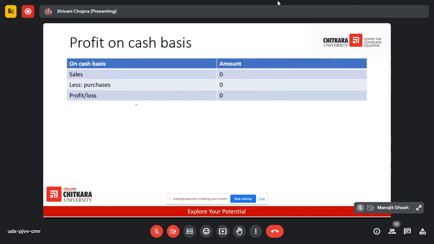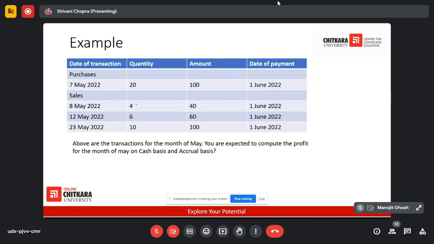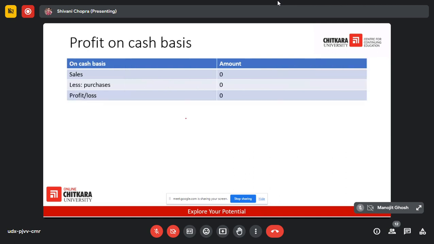So let's look. If profit is to be calculated purely on cash basis, then we can see here that the quantity was purchased in the month of May, but payment wasn't made in May. It was made in June. So no cash takes place here. No cash takes place for sales as well. We haven't received any cash, though we sold 4, 6, 10 quantities. And for that, the amount due was 40, 60, and 100. So a total of 200 is the amount of sales that we have made, but we haven't received any cash for those sales. So if we are making an account only on cash basis, then we have received zero cash and made zero payment. So profit or loss for the month of May is zero on cash basis.